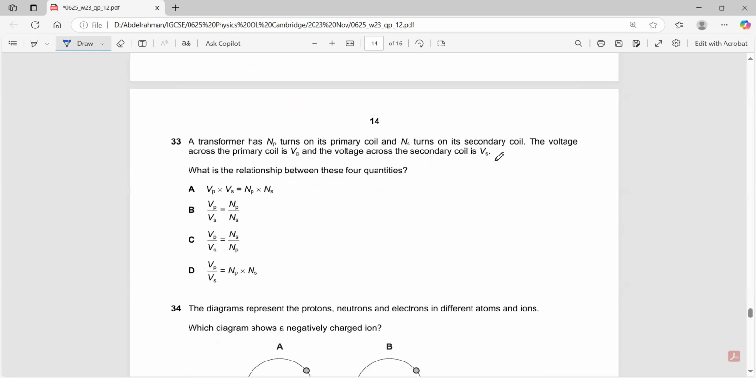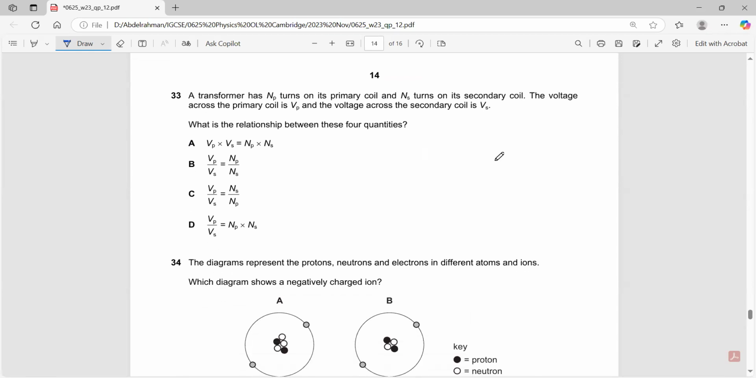What is the relationship between these quantities NP, NS, VP and VS? Is it A? No. Is it D? Nope. Is it B or is it C? VP over VS equals NP over NS? VP over VS equals NS? No. So VP over VS equals NP over NS. Yes, it is D.